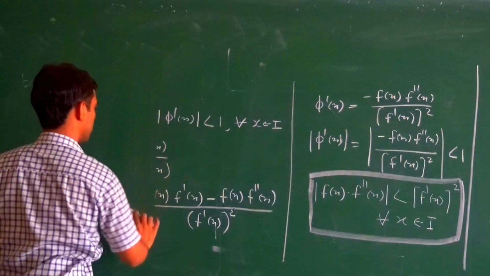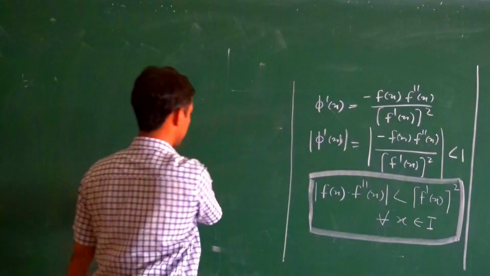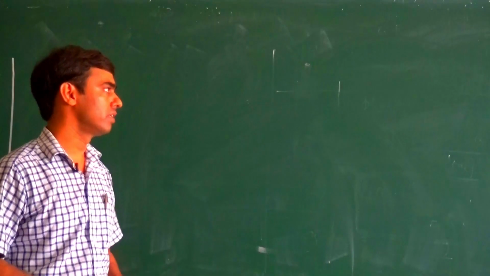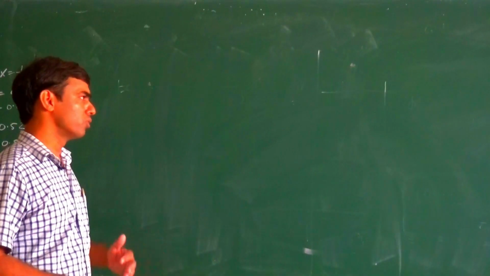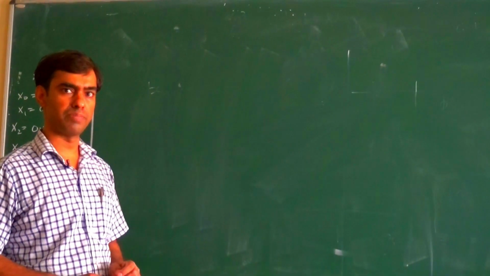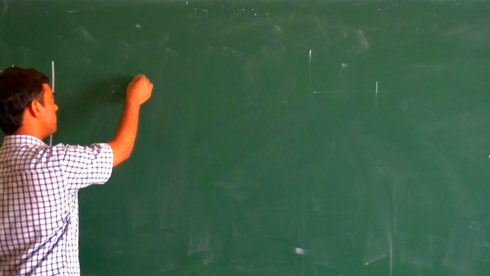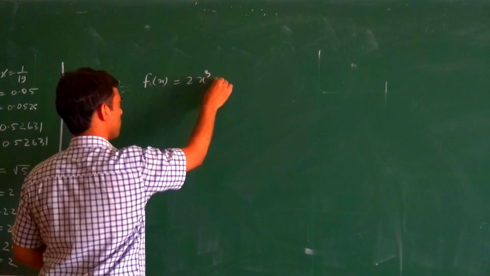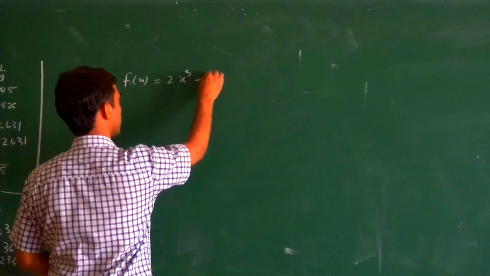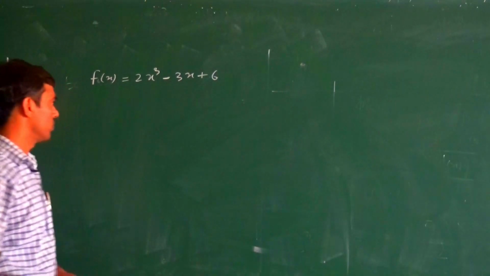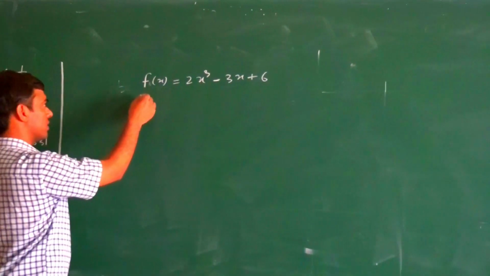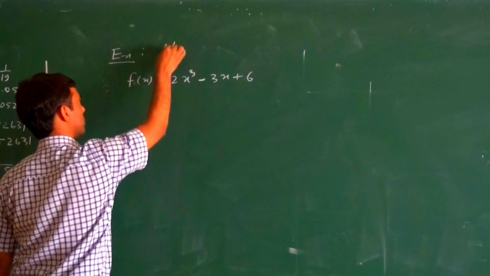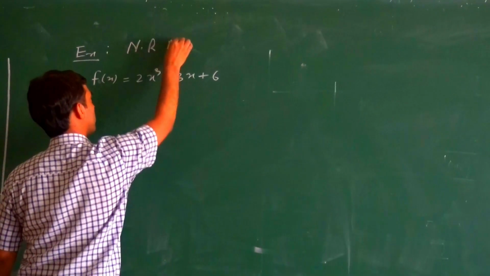Now we try to solve some numerical examples based on the Newton-Raphson method. First we solve an algebraic equation with the help of the Newton-Raphson method, and we will solve many more problems based on it. So first we consider, suppose f x equals 2x cube minus 3x plus 6. Example based on the Newton-Raphson method.